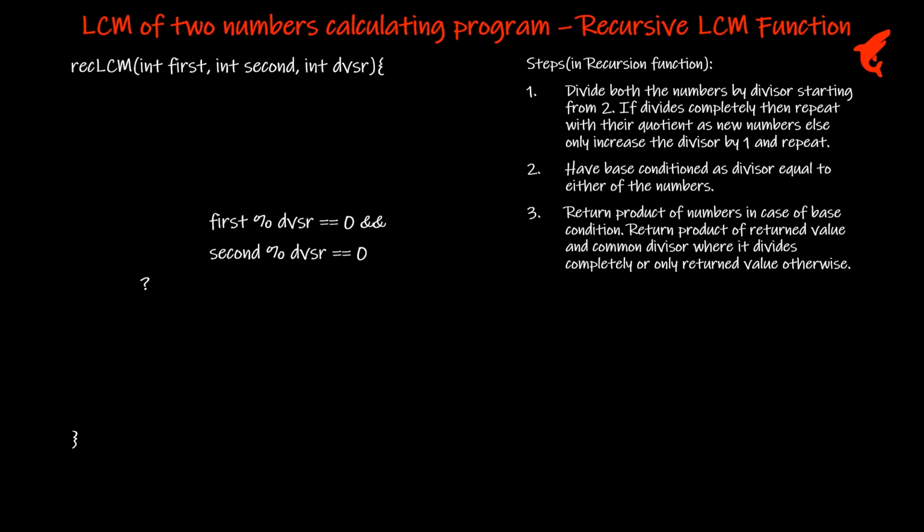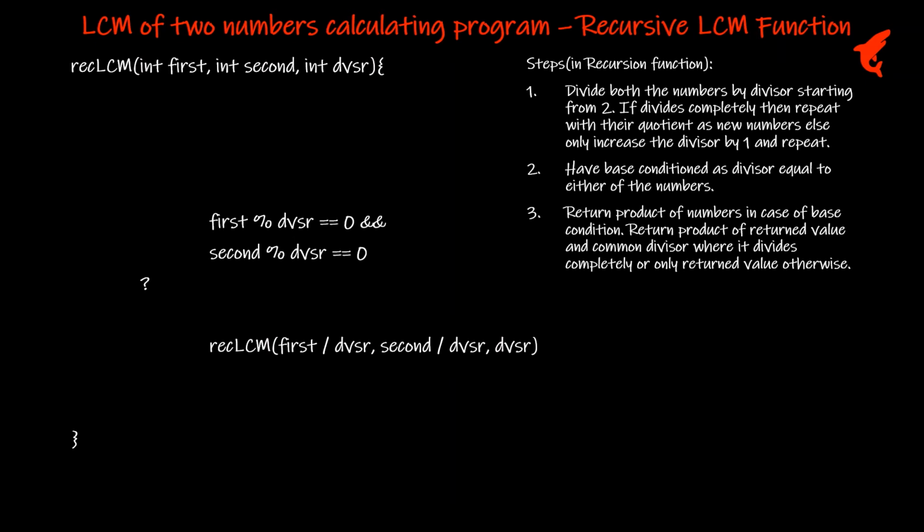So question mark. If the condition is true, our second expression is going to be the rec LCM call with the arguments: first by divisor, so the quotient of first by divisor operation; second argument, second by divisor, so its quotient; and finally third argument, the same value of DVSR or divisor which could completely divide first and second. That value will not change. This is going to be called when DVSR completely divides both first and second, right?